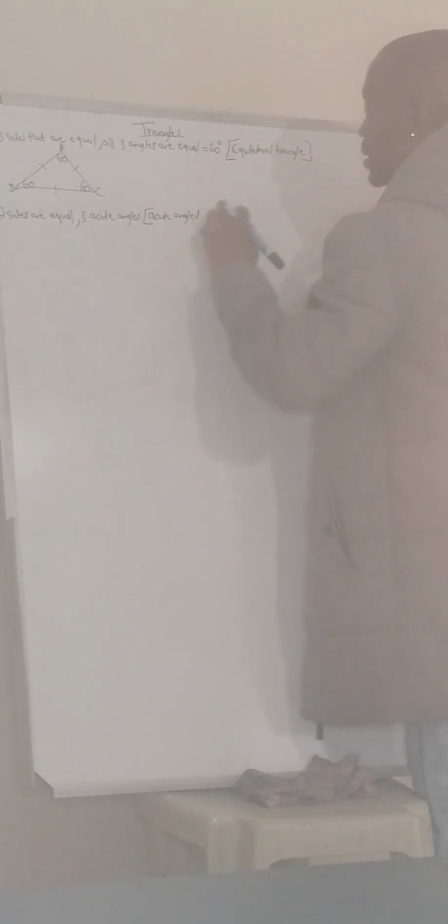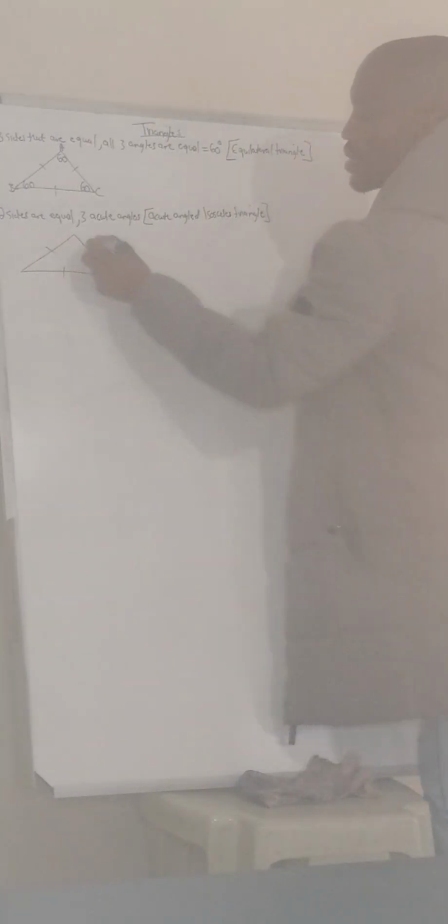If we have a triangle where 2 sides are equal, and you have 3 acute angles, acute angles being angles that are less than 90 degrees, this is called an acute angled isosceles triangle.